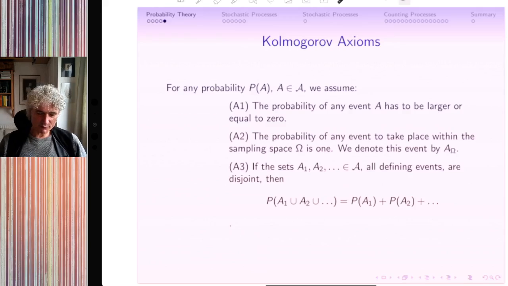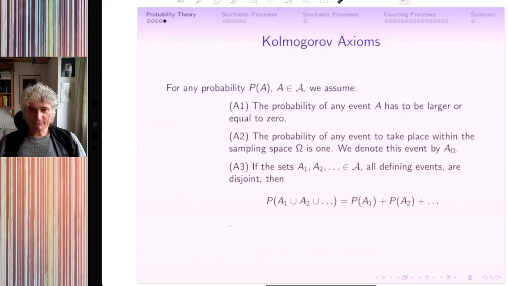So we have to go to A2. The probability of any event to take place within the whole sampling space omega must be 1. So we have to observe something for sure, otherwise our probability would not be defined properly. And the event that is associated with looking at the whole sampling space omega is called A omega, and of course this is equal to omega.